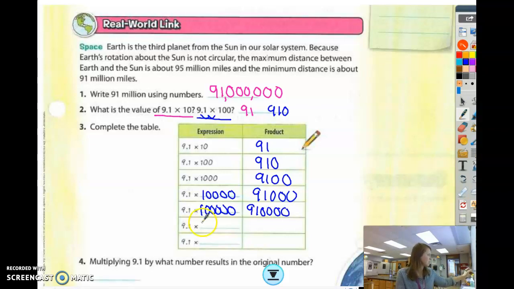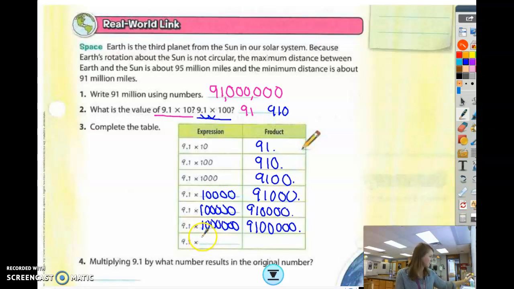Let's do another one. So 5 zeros. 1, 2, 3, 4, 5, 6. So we're going to move this over 6 spots. The decimal was here. We're going to move over 6 spots. 1, 2, 3, 4, 5, 6 spots. And the decimal would come at the end. It would be at the end on each of these if you wanted to put a decimal in.